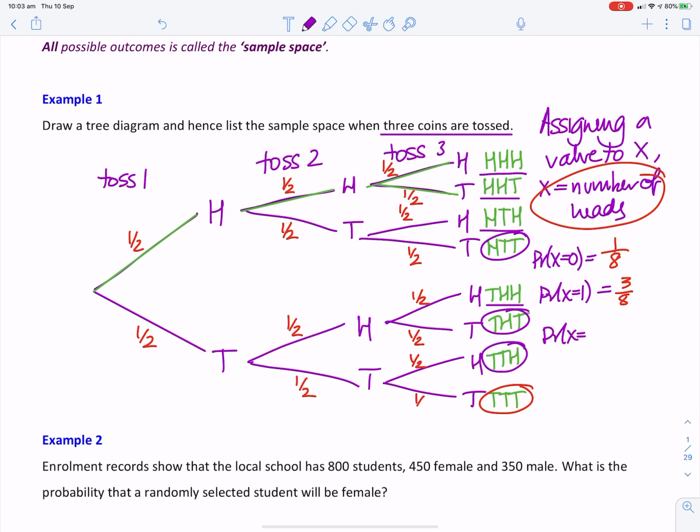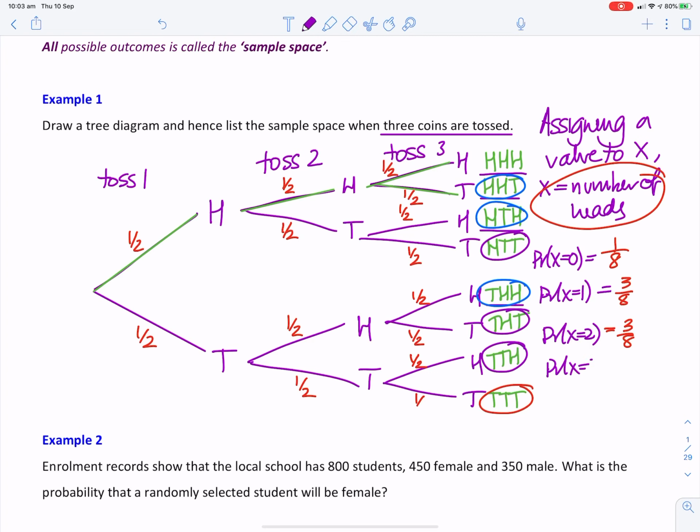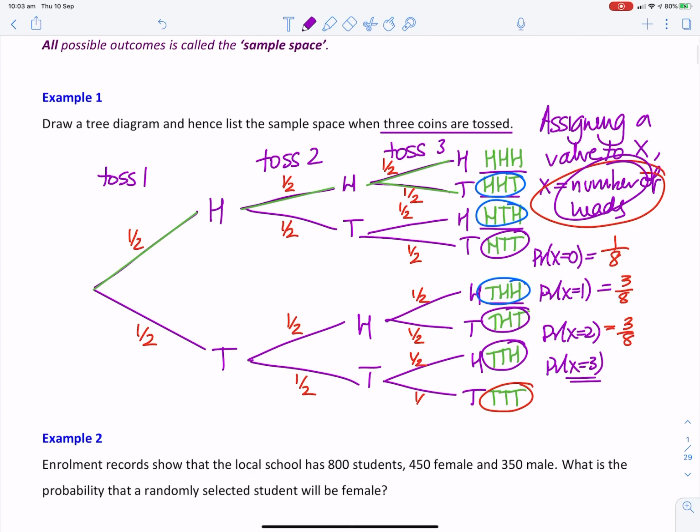I want to have 2 heads. Well, that happens 1, 2, 3 out of 8 times. And then lastly, if I want to have 3 heads, because x equals 3, the number of heads is x, well, that happens 1 out of 8 times. So these are our discrete values, the probabilities: the probability that x is 0, x is 1, x is 2, x is 3. And you'll notice when we add those probabilities, they add up to 1.